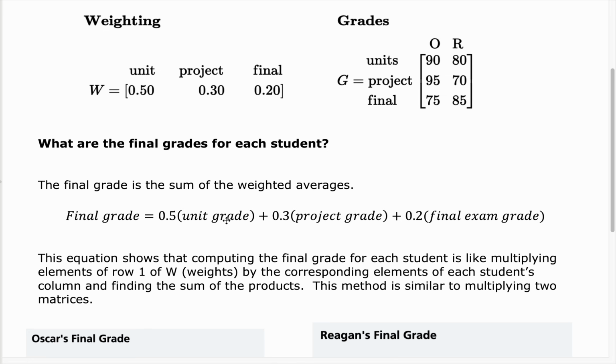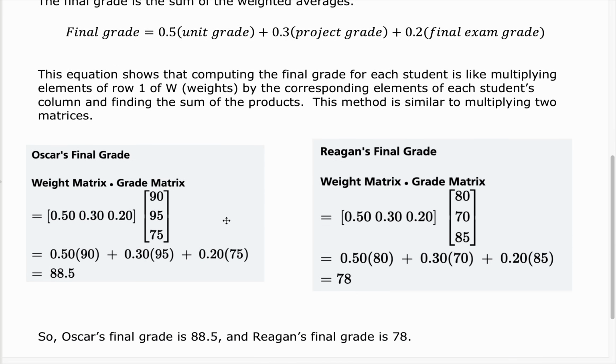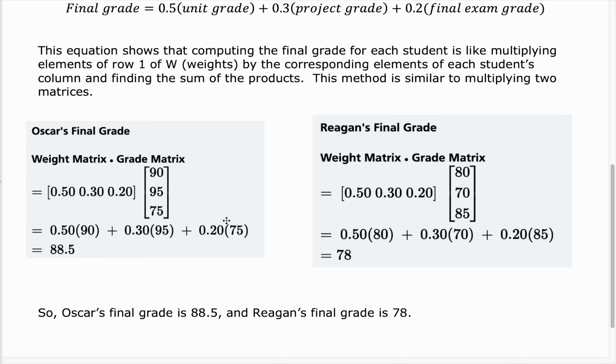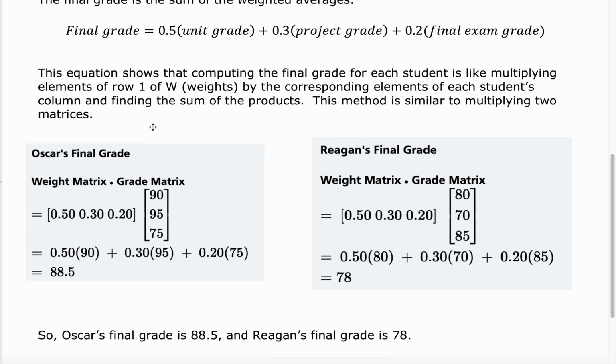So this equation shows that computing the final grade for each student is like multiplying elements of row 1 of W, which are the weights, by the corresponding elements of each student's column and finding the sum of the products. This method is similar to multiplying two matrices.